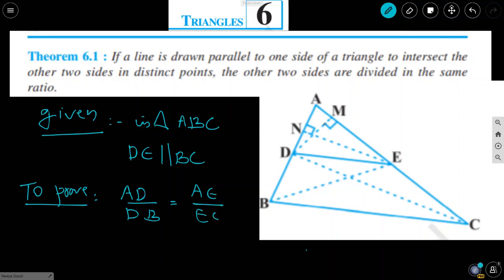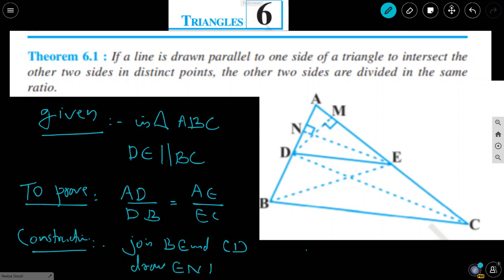For getting to prove, we can do some extra construction. So construction here, we can see these dotted lines. That's all extra construction. Join BE and CD. Then next draw EN perpendicular AD and DM perpendicular AE. So then let us start the proof of this theorem.